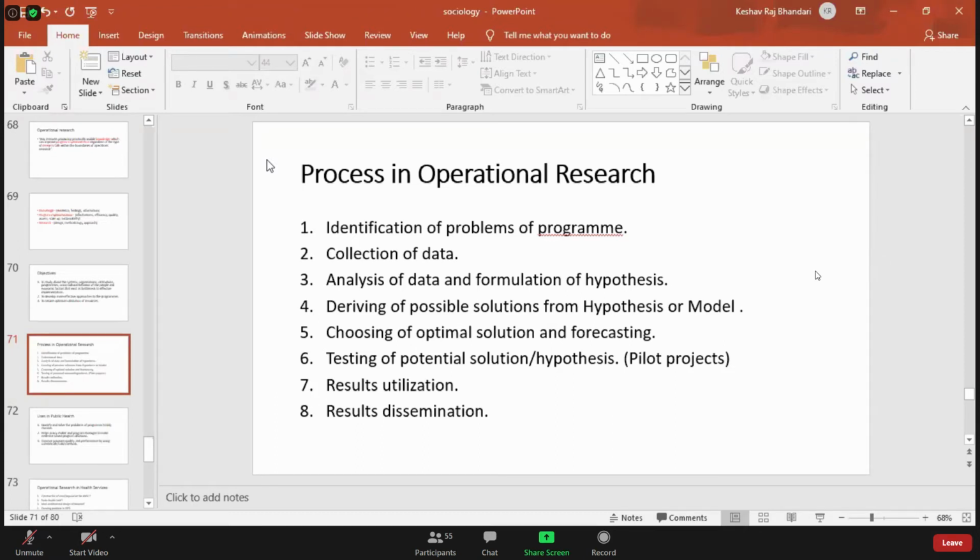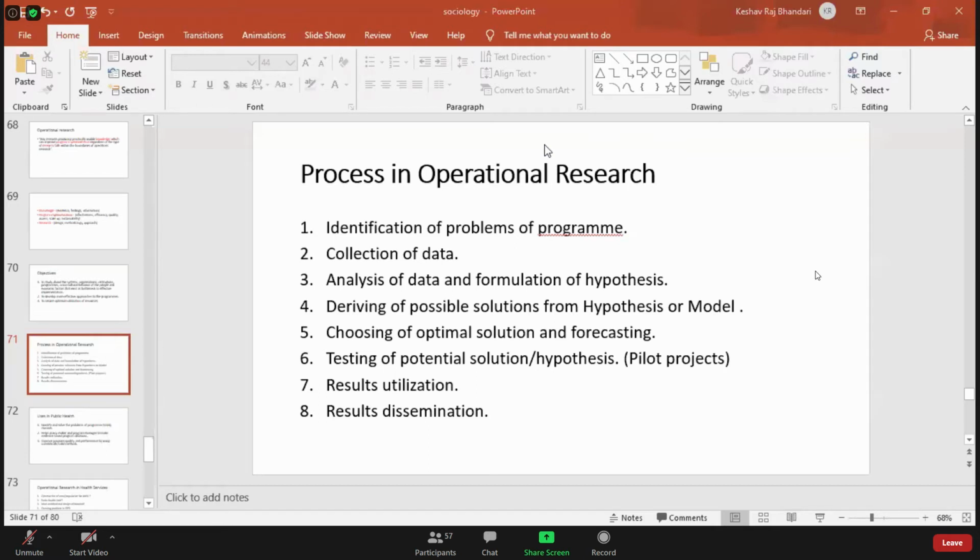Then the second step is collection of data. Whatever data we need, we have to collect, then analysis of the data and formulation of hypothesis, meaning what changes can we make to the program that can improve the program. And then deriving the possible solution from the hypothesis, choosing the optimal solution, forecasting, testing of potential solutions, result utilization, and result dissemination. So this is the basic process of operation research.